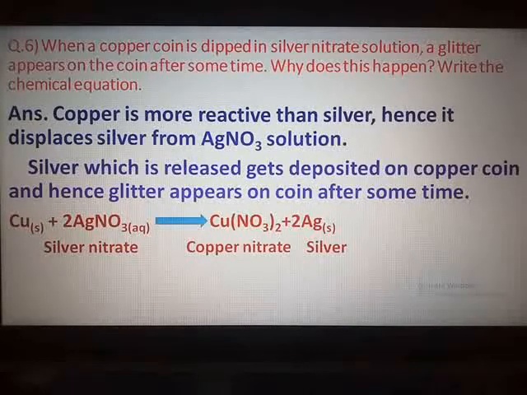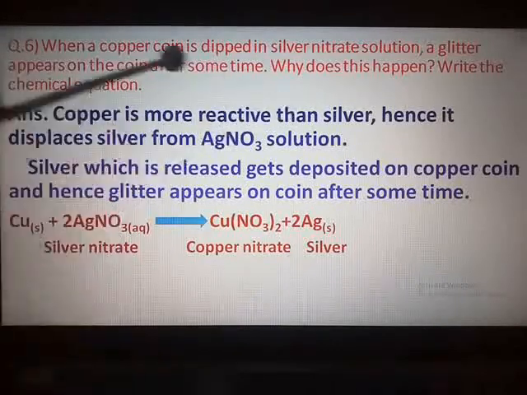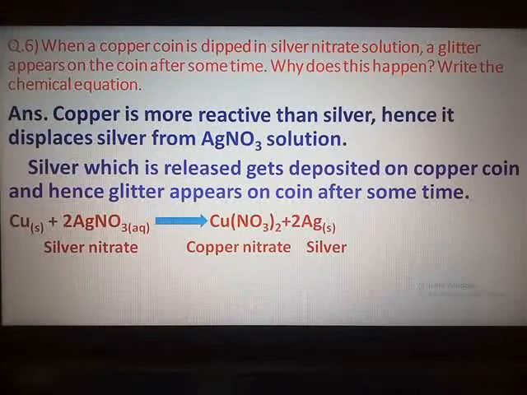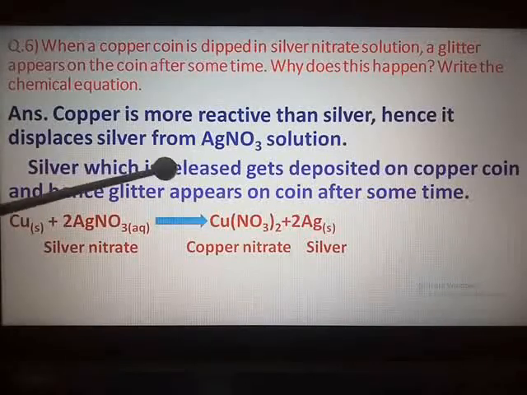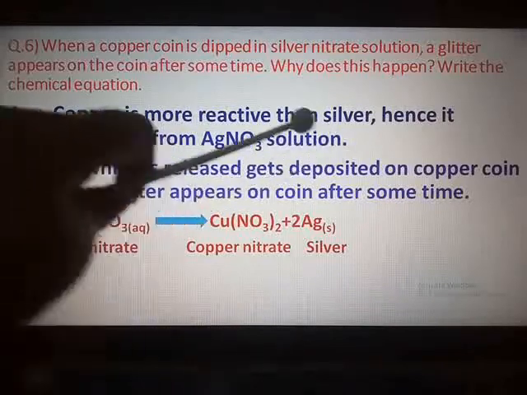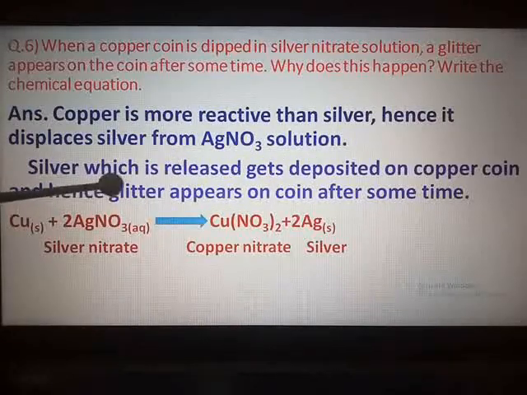Now you know that copper is more reactive than silver. So what will it do? It will displace silver from silver nitrate solution. So your first point: copper is more reactive than silver, hence it displaces silver from silver nitrate solution. This is very important. Now why does this happen? The silver which is displaced by copper will get deposited on the copper coin and hence glitter appears on the coin after some time.